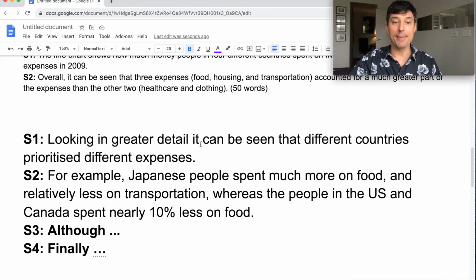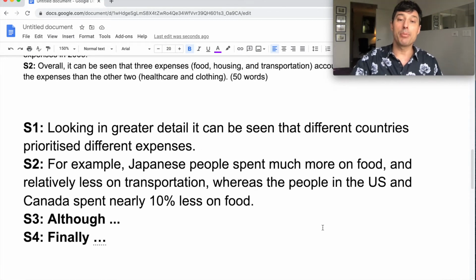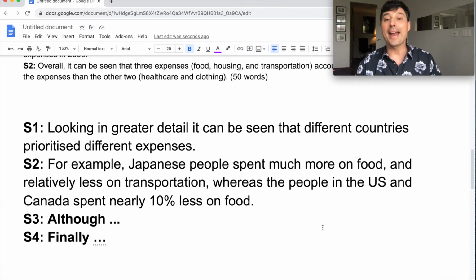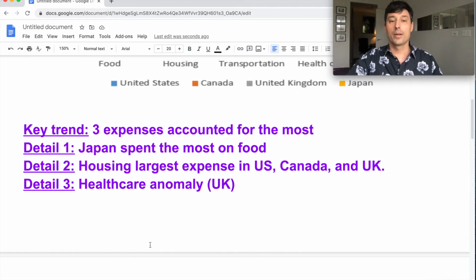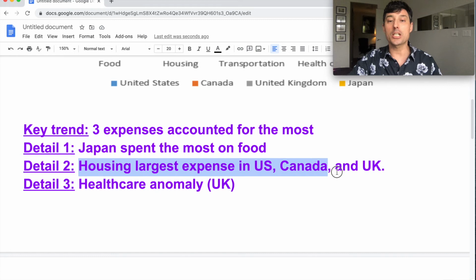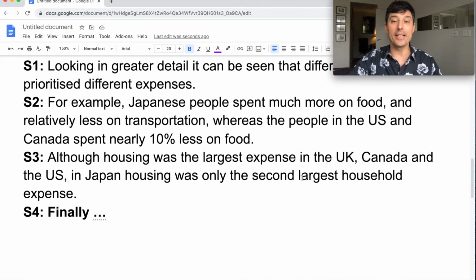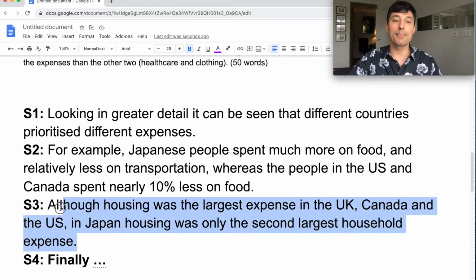And I'm going to say, for example, Japanese people spent much more on food and relatively less on transportation, whereas the people in the US and Canada spent nearly 10% on food. So that second detail we got was housing is the largest expense in the US, Canada, and the UK. So if I was to write that in really nice English, I'd say something like, although housing was the largest expense in the UK, Canada, and the US, in Japan, housing was only the second largest household expense.